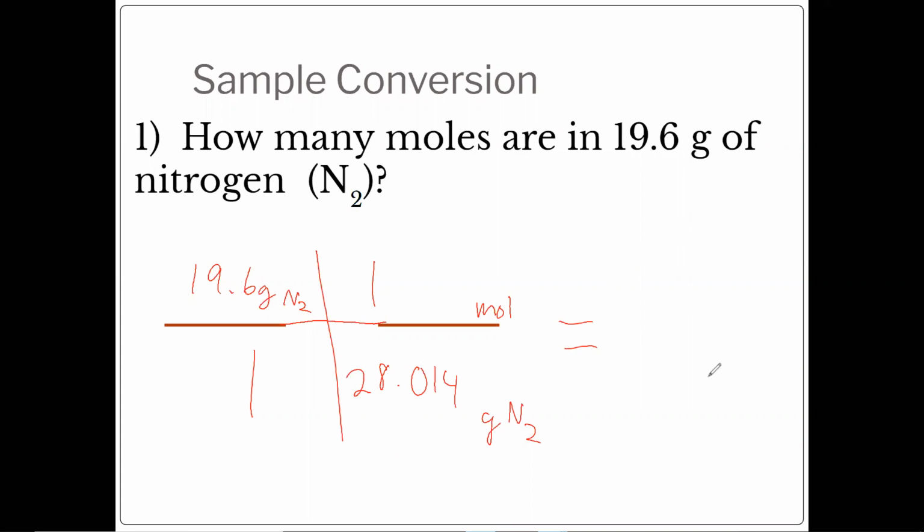And we get our answer for how many moles of nitrogen gas exist as 0.700. Okay, so that should be a review. You should know how to convert between grams and moles by now. Again, if you still don't understand how that works, I will walk through it with you one-on-one, but you have to ask me.